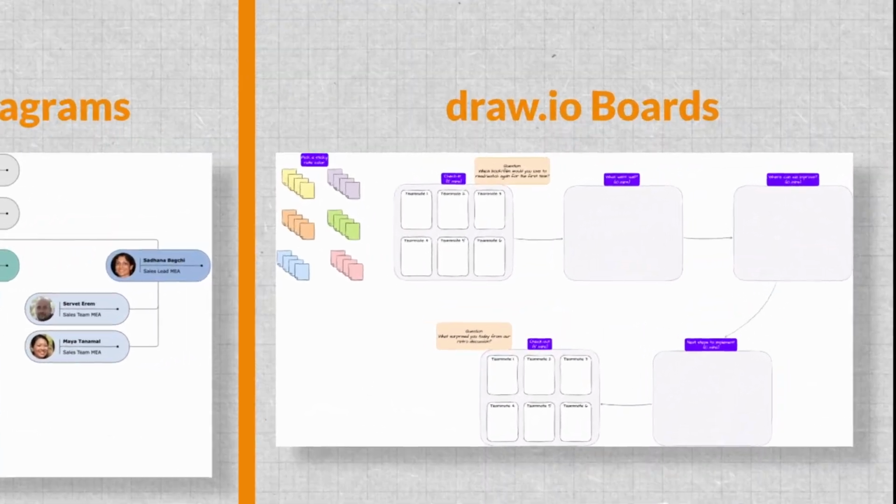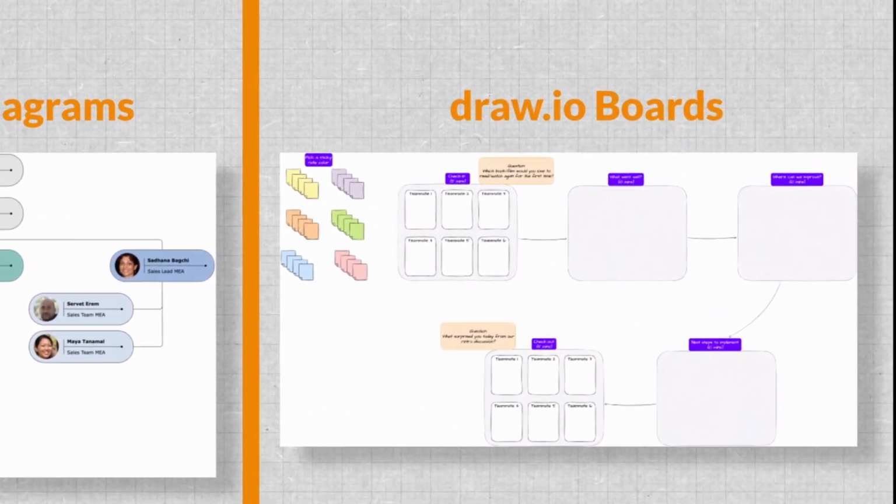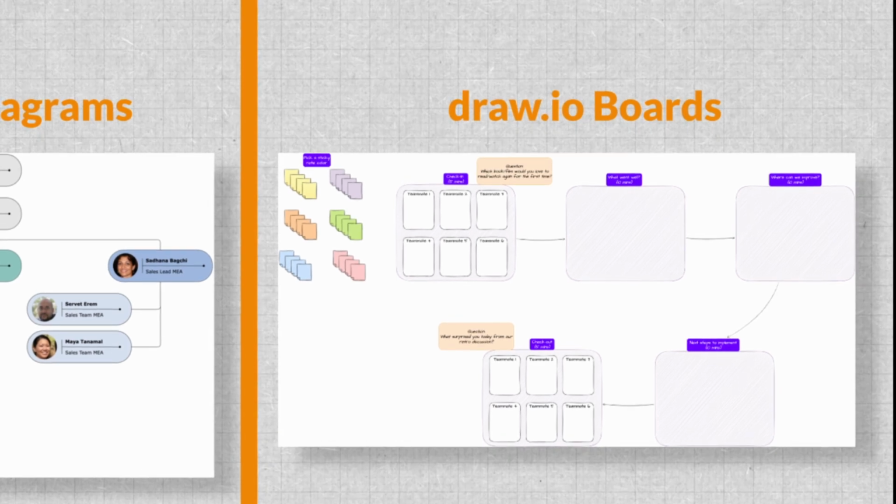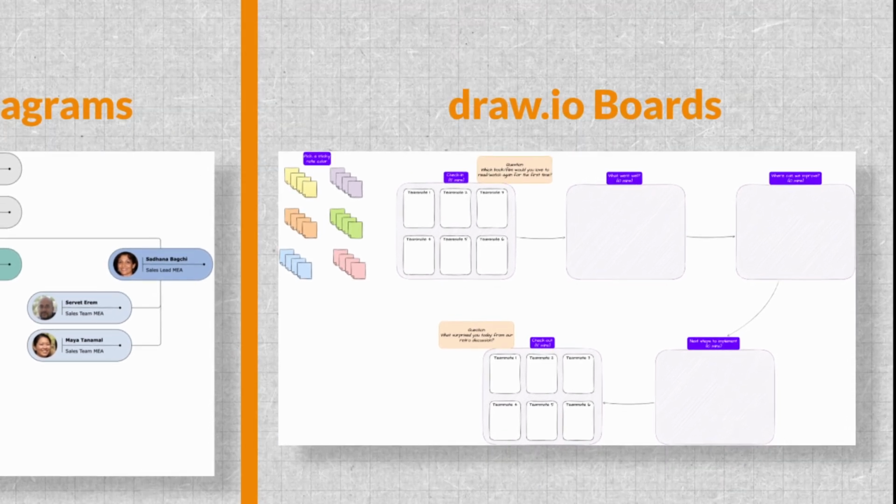Boards offer a more free-form approach for brainstorming, mind mapping, and project planning. They allow you to organize ideas dynamically, which is excellent for the creative process. It's important to note that diagrams and boards in Drawio are essentially the same tool. The difference lies in their formatting and in their interface.